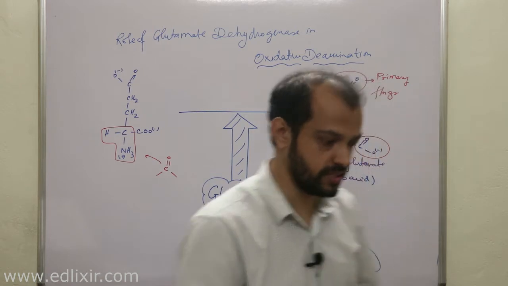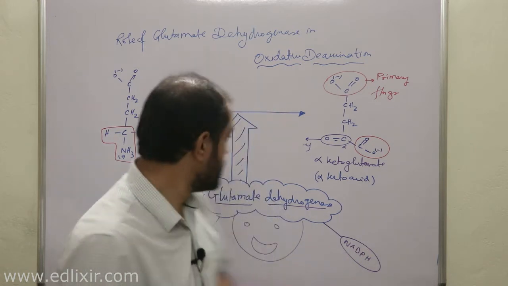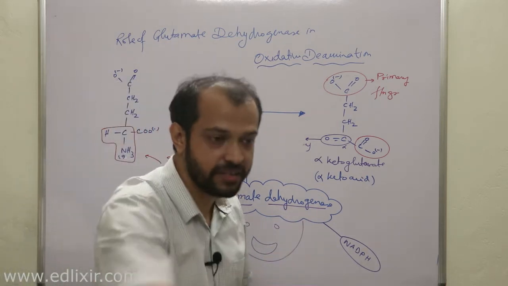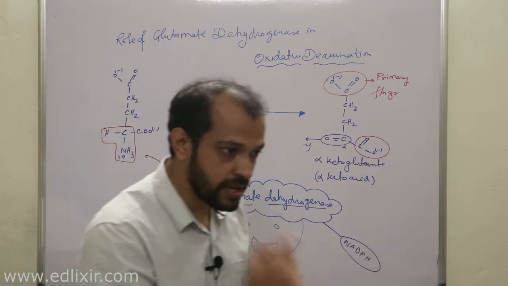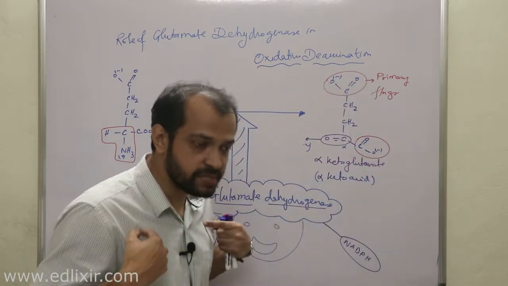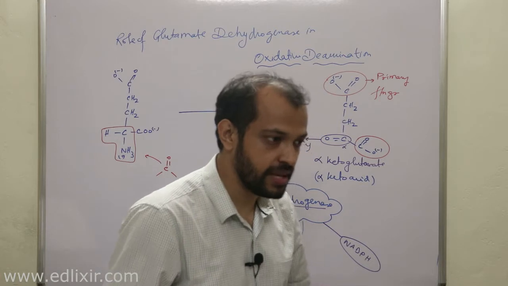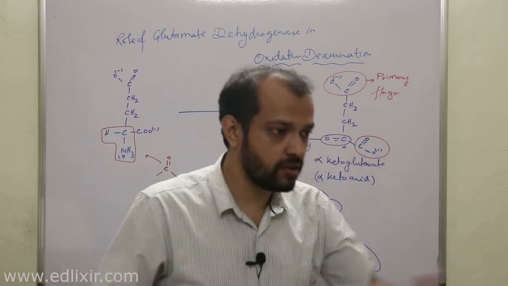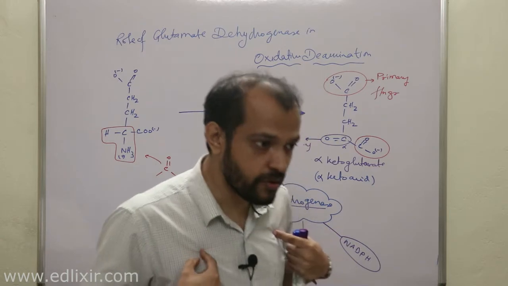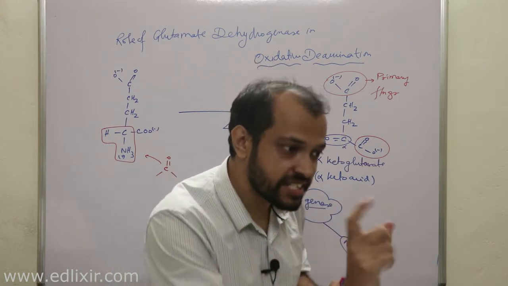Why? Now listen with all your attention. One thing I told you at the beginning of this lecture is that glutamate dehydrogenase performs 2 things: oxidative deamination as well as reductive deamination. Suppose I am glutamate dehydrogenase. If I am performing oxidative deamination, I will be performing an oxidation reaction. If I perform reductive deamination, then I will be performing a reduction reaction simply.